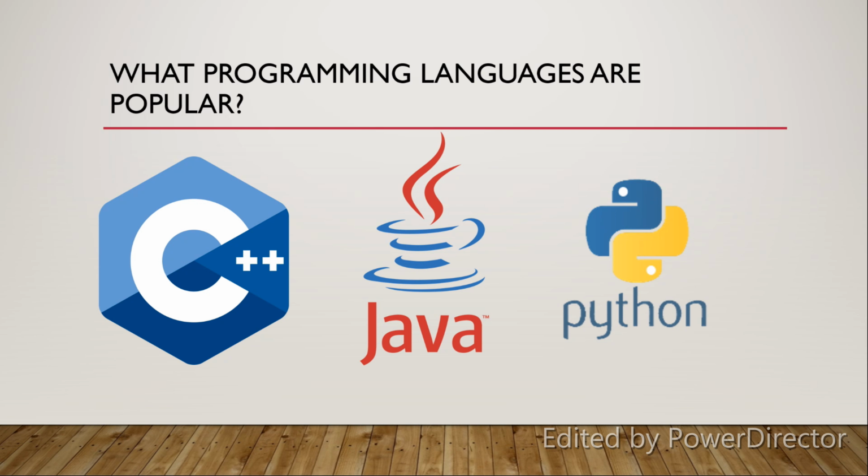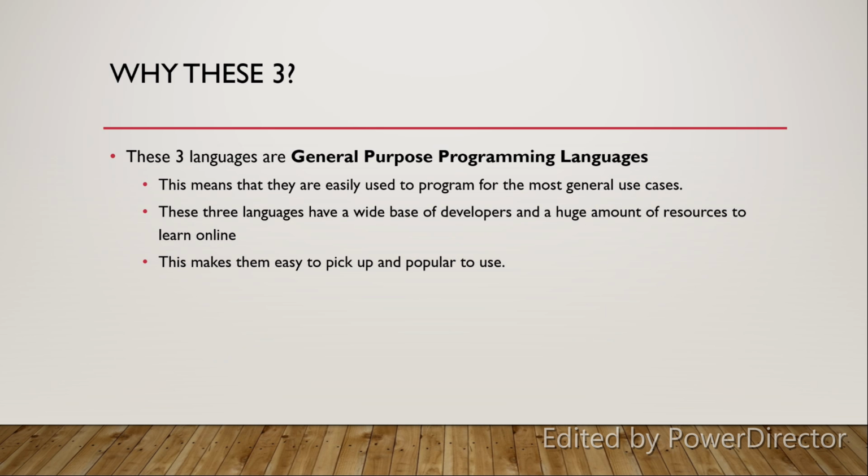So, in this day and age, what programming languages are popular? As of 2018, 3 come to mind: C++, Java, and Python. You might be wondering, why these 3 specific programming languages? Well, these 3 languages are general purpose programming languages, which means that they are easily used to program for the most general use cases. These 3 languages have a wide base of developers and a huge amount of resources to learn them online. This makes them easy to pick up and popular to use.